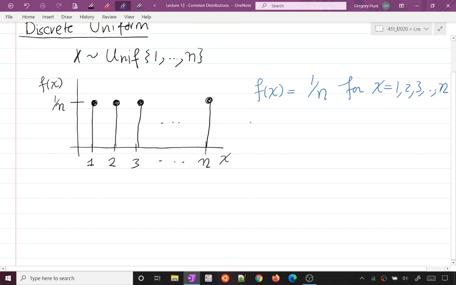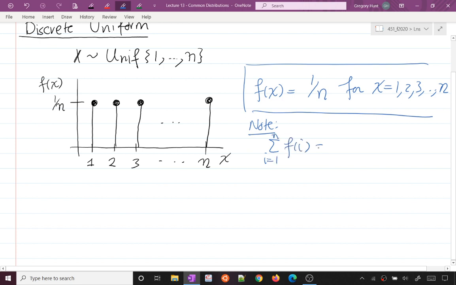Note that we can check. So let's just put a box around that fact. It's an important fact. We can check that, of course, for this to be a valid PMF, it better be positive, and it better sum to 1, right? So if I look at the sum over my support, that is i goes 1 to n of my PMF f(i), that is just the sum 1 to n of 1 over n, which is n times 1 over n, which is 1, right? Clearly this PMF is positive, it sums to 1, and so it's a valid PMF.